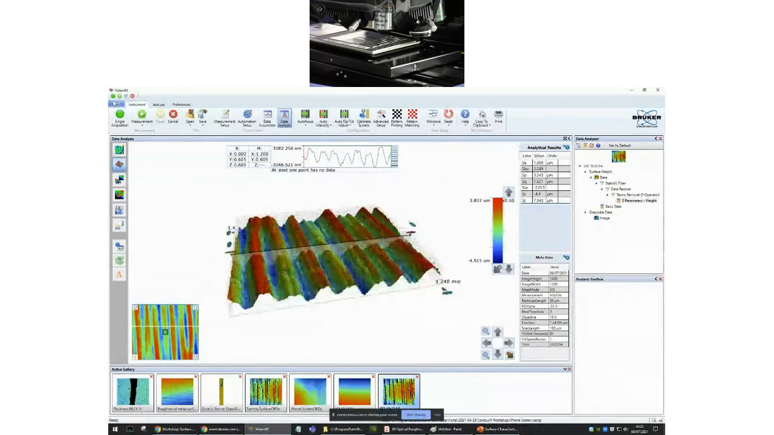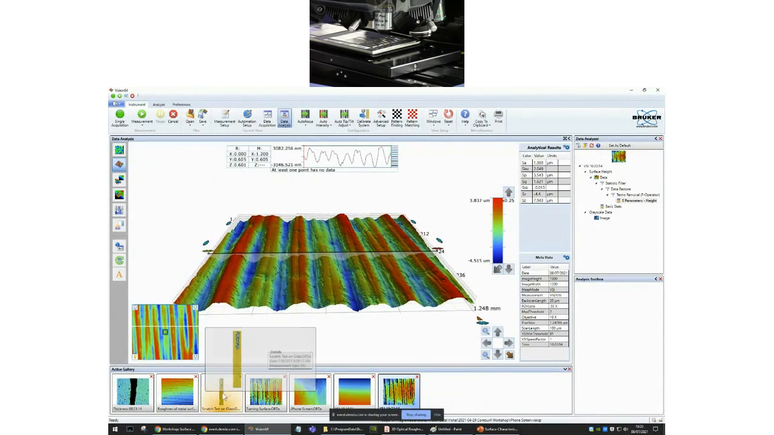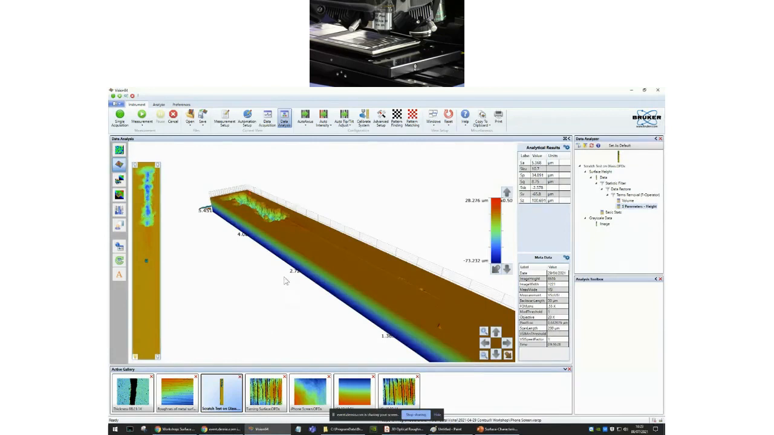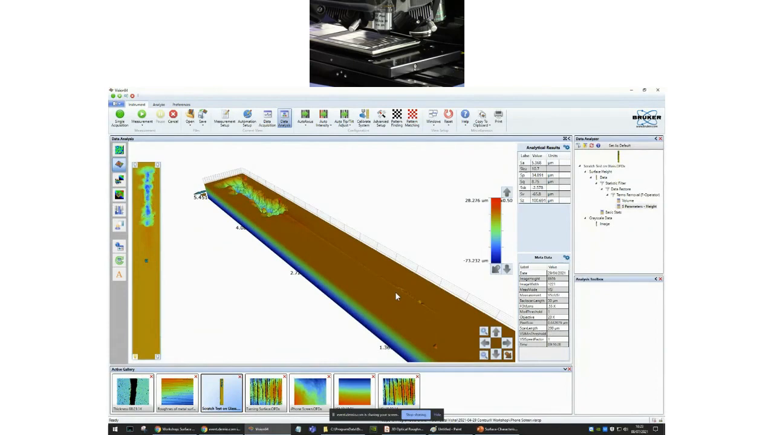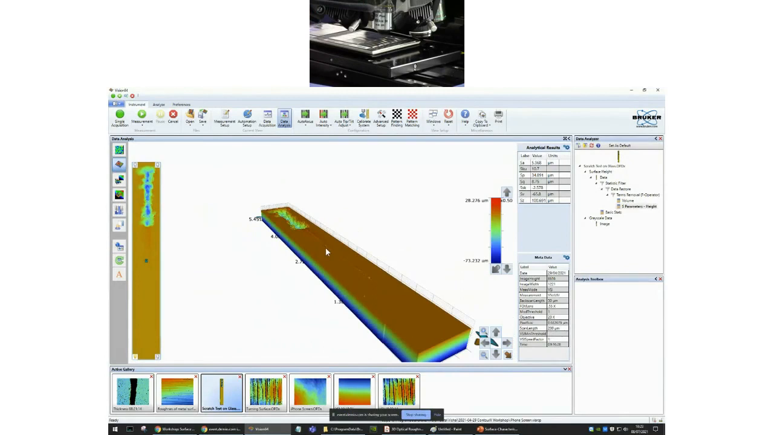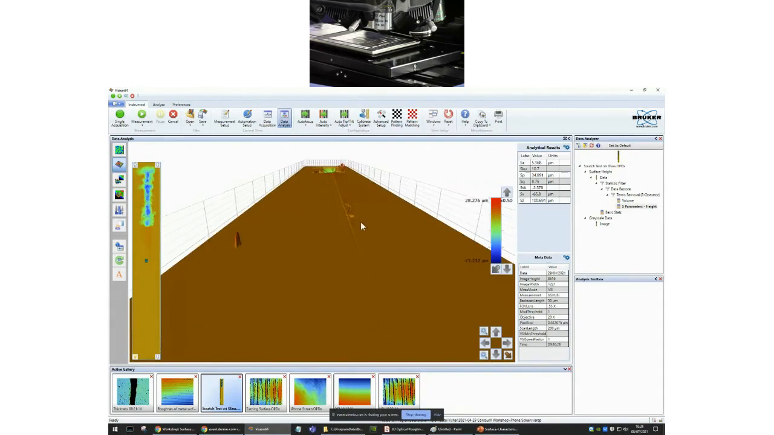In the interest of time, I will just show you a couple of other examples that I've collected earlier today. So this is a scratch test. This is actually on a piece of glass slide. You can see in the camera here, there are a bunch of scratch tests on here. And this is actually a stitched image that's showing you along the length here. If I just zoom in, you can see it starts from here somewhere. And as we go further down, the load is increasing on the scratch, so it gets deeper and deeper.